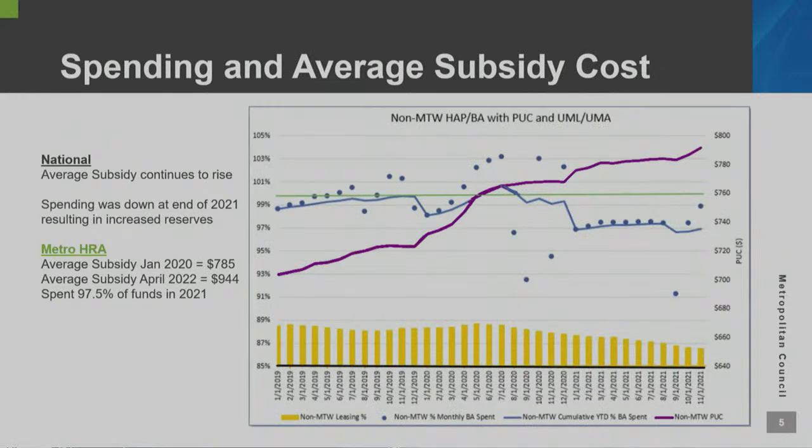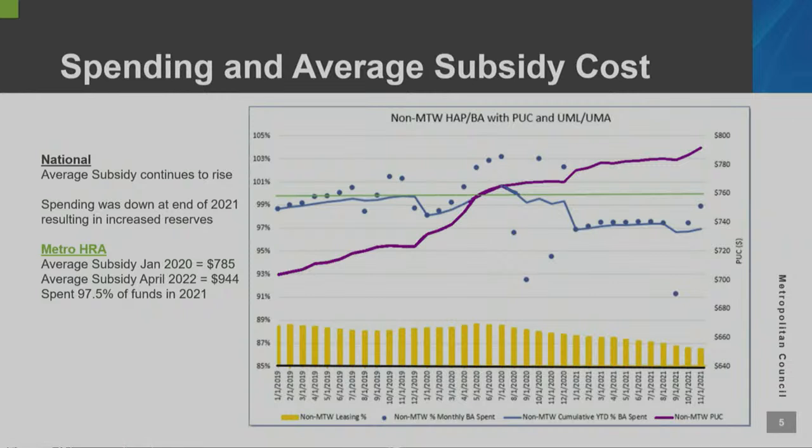In terms of spending and average subsidy costs, this is a pretty busy slide, but essentially what it's telling us is that average subsidy per family costs continue to rise. And I talked about it a little bit in a previous slide, but when people lose their income, their rent portion goes down and our rent portion goes up, which limits the number of families that we can serve. On top of that, here in our region, we have continued to experience a low vacancy market, so not that many units available.